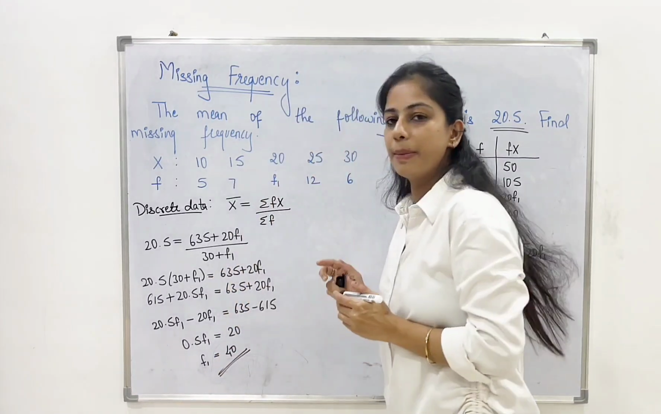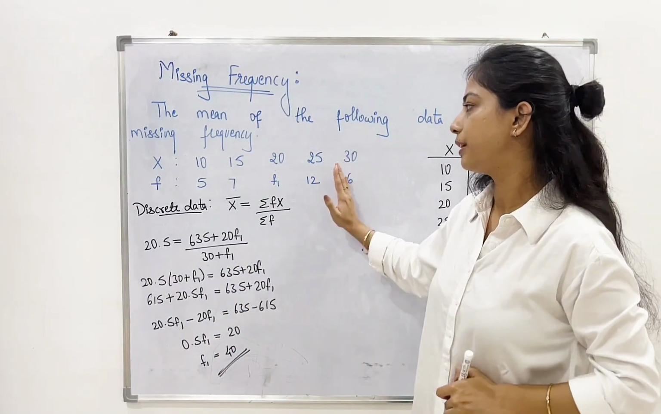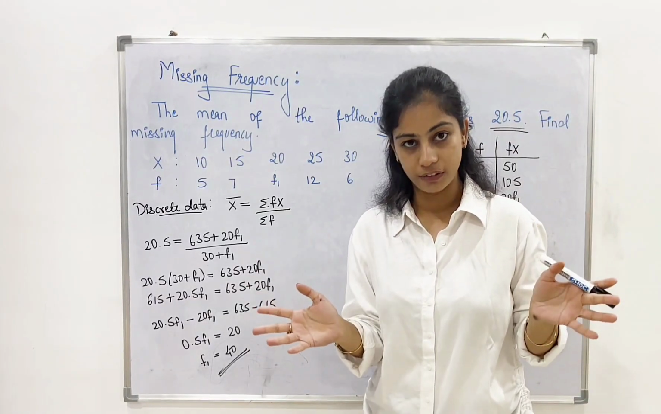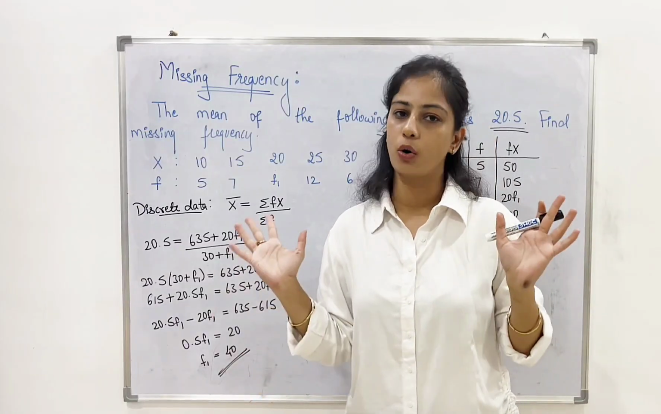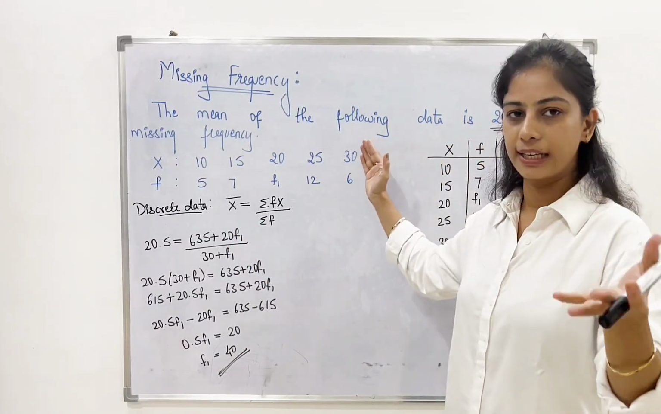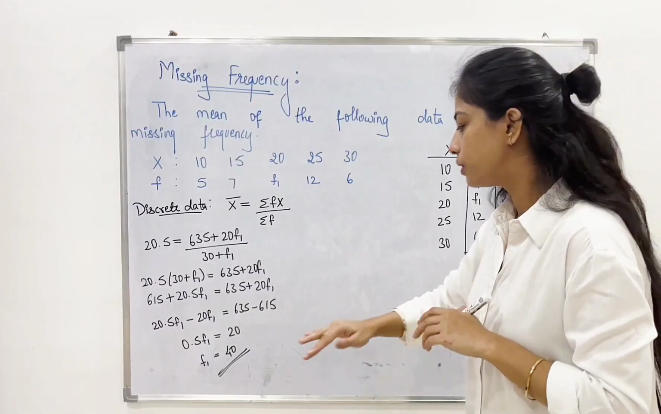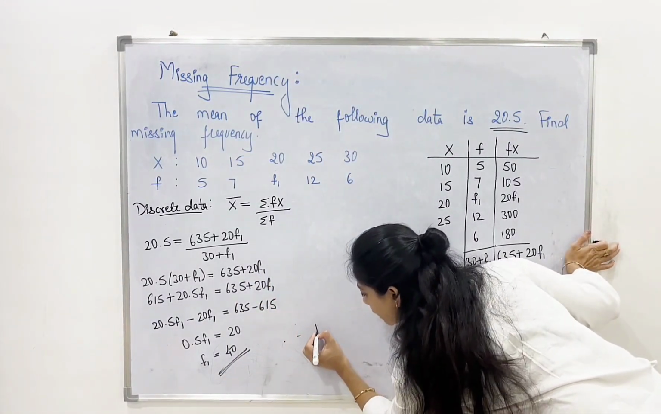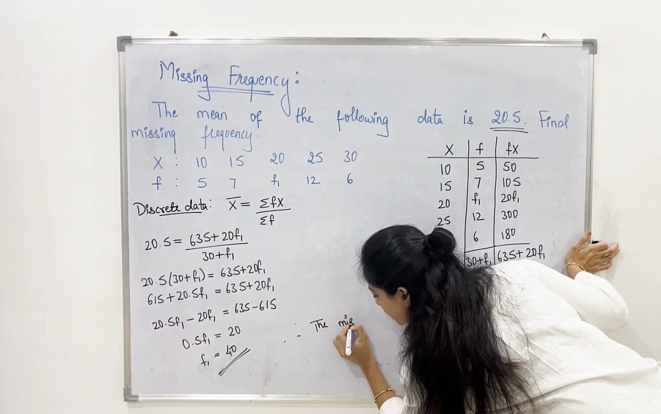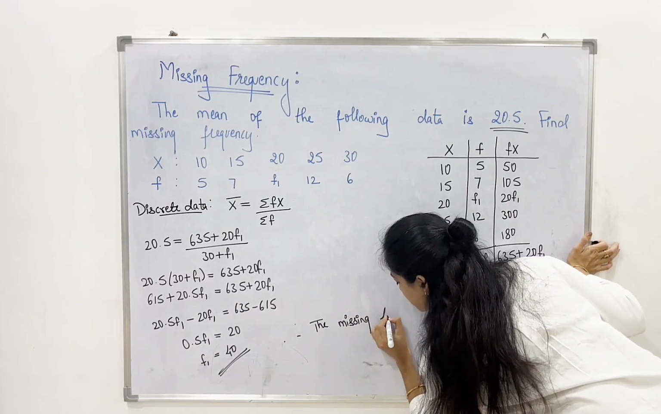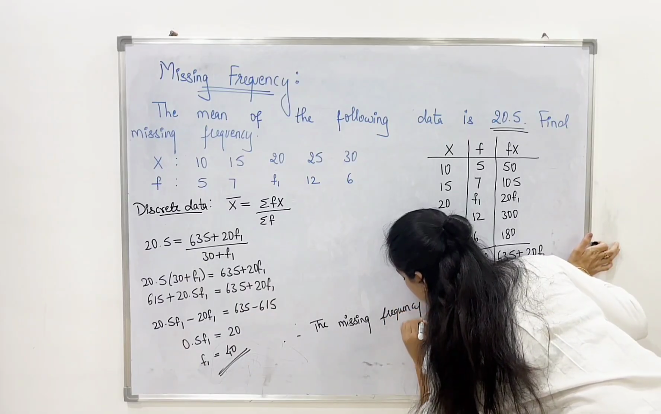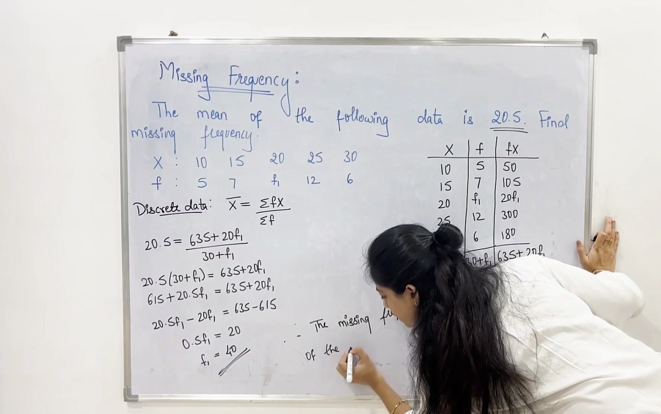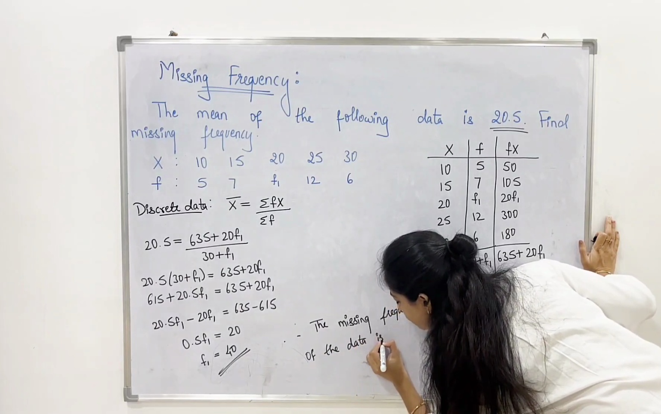So this is the missing frequency which we have calculated for this given set of data. In this case, we simply need to identify which kind of data is given to us, apply the formula accordingly, and substitute whatever data is given in the question. So here the missing frequency is 40. We can give the conclusion as: the missing frequency of the data is 40.